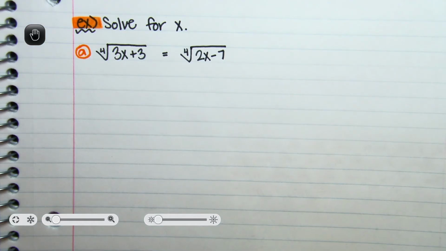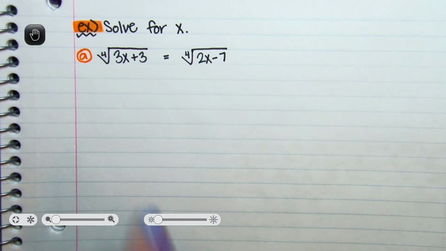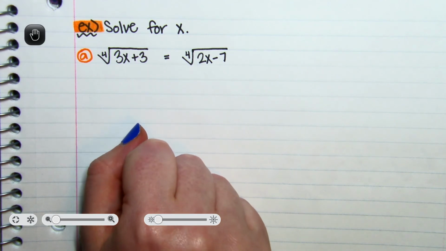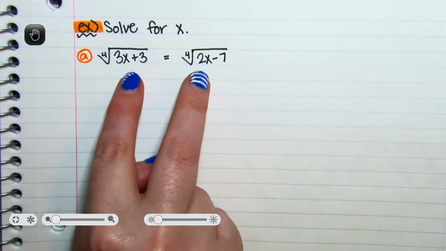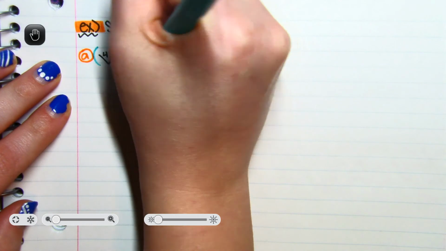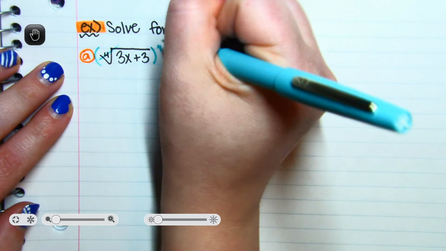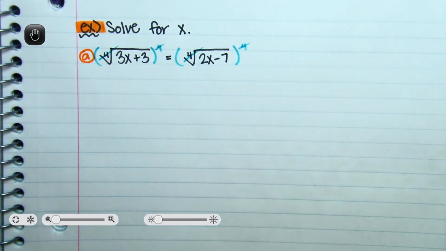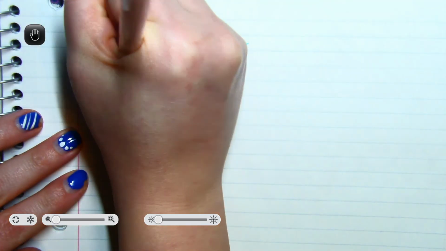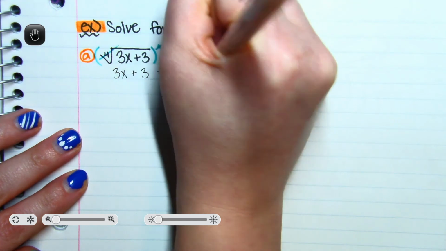All right, let's do another one. This one is a little bit different because we have a radical on both sides. However, both of these radicals, what is the index? If you said 4, you are correct. They both have an index of 4 and they are both isolated, which means we can go ahead and just raise both sides to the 4th power. And it's going to cancel out my radical on both sides. So then we'll end up with 3x plus 3 equals 2x minus 7.